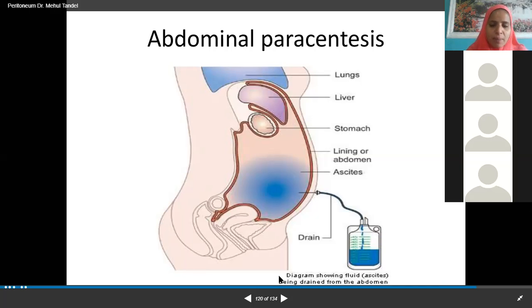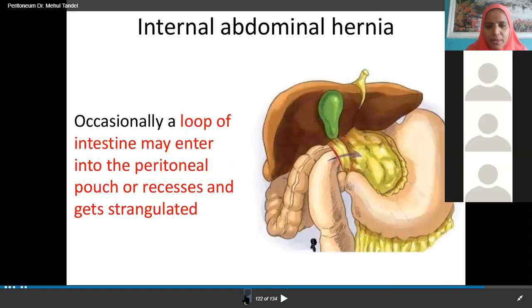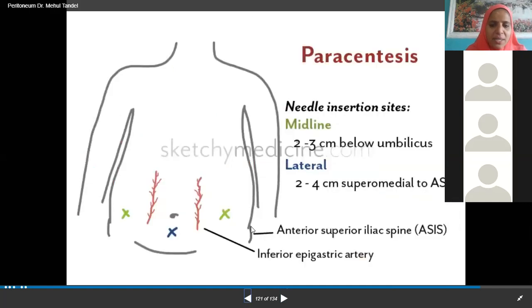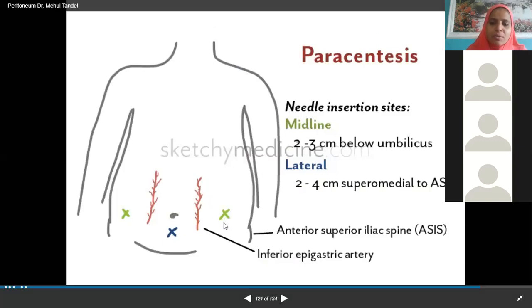Okay, so this is abdominal paracentesis. Taking the umbilicus as a point, we can insert the needle 2 to 3 centimeters below the umbilicus, or 2 to 4 centimeters lateral and superior medial. You remember we have the anterior superior iliac spine, so 2 to 4 centimeters superior medial to the anterior superior iliac spine also. These are the points where we can insert the needle and collect the fluid.